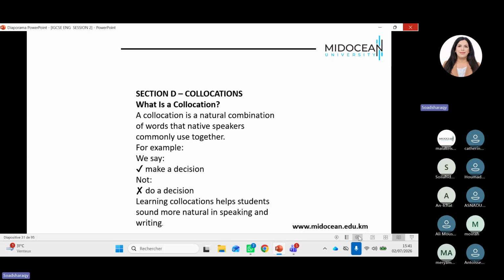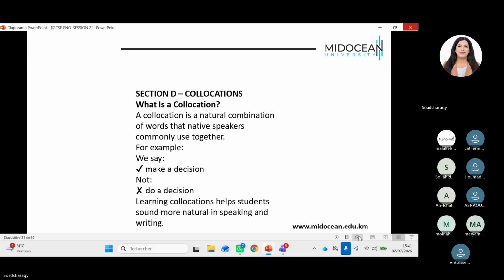Collocations now. Let's move on to talk about collocations. What is a collocation? A collocation is a natural combination of words that native speakers commonly use together. I give you an example. We say make a decision, not do a decision, okay? So this is a collocation. You have make a decision. So learning collocations helps students sound more natural in speaking and writing.